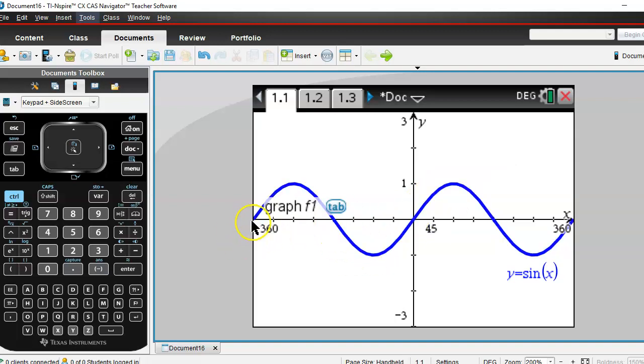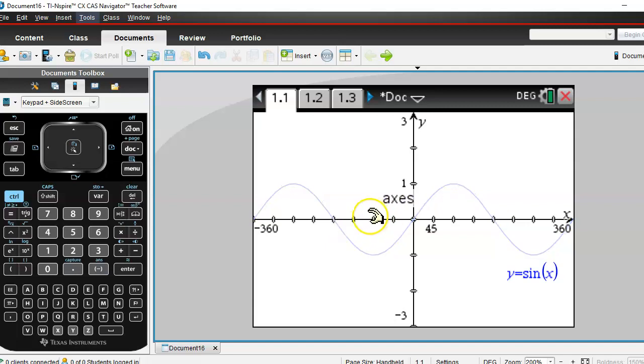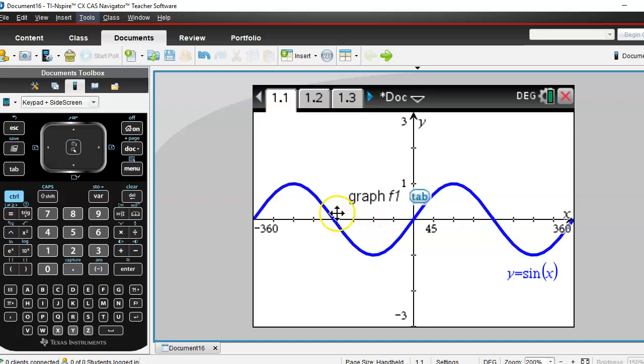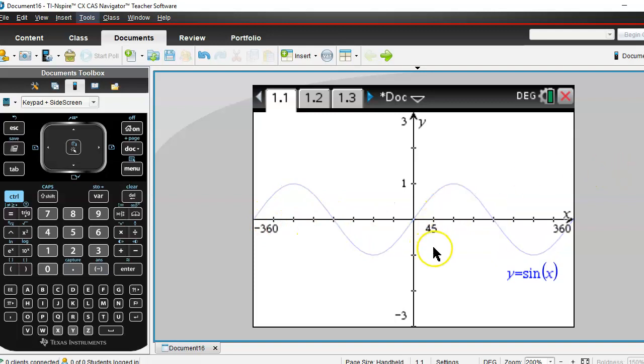So we've got negative 360 degrees at the end there, so that's negative 45, negative 90, negative 135, negative 180, etc., etc. Okay, so that's our sine graph. Now, I've shown it here from negative 360 degrees up to 360 degrees. And we've got two repeats here.